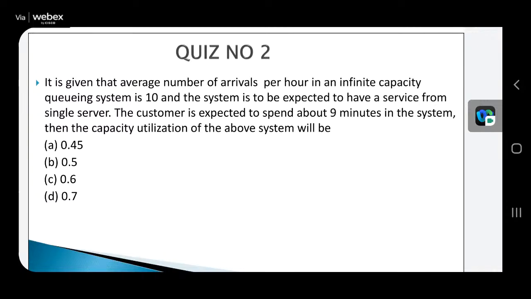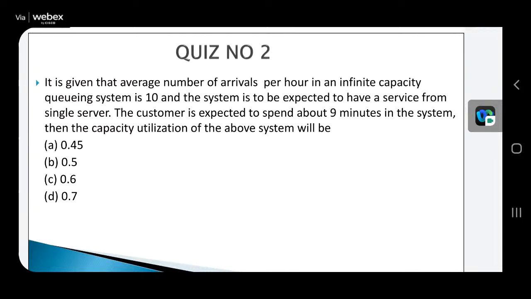So now you already have 4 models and 4 different lists of formulas, and I told you to take a screenshot. Now identify which model this question will fall under. Then you identify different formulas, whichever formula is necessary for you. Then try to find the capacity utilization. Please start and give the answer in the chat box.